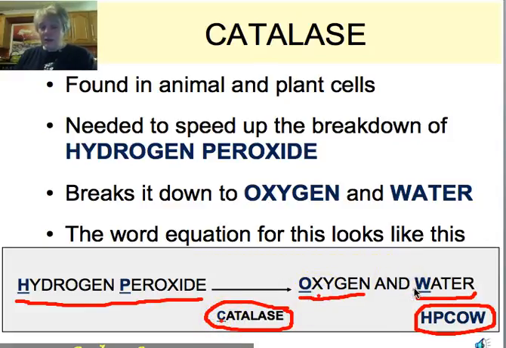Now you need to know this enzyme, and you need to know the substrate, and you need to know the products that are formed from it. And we'll have a look in class at some experiments that go along with this.